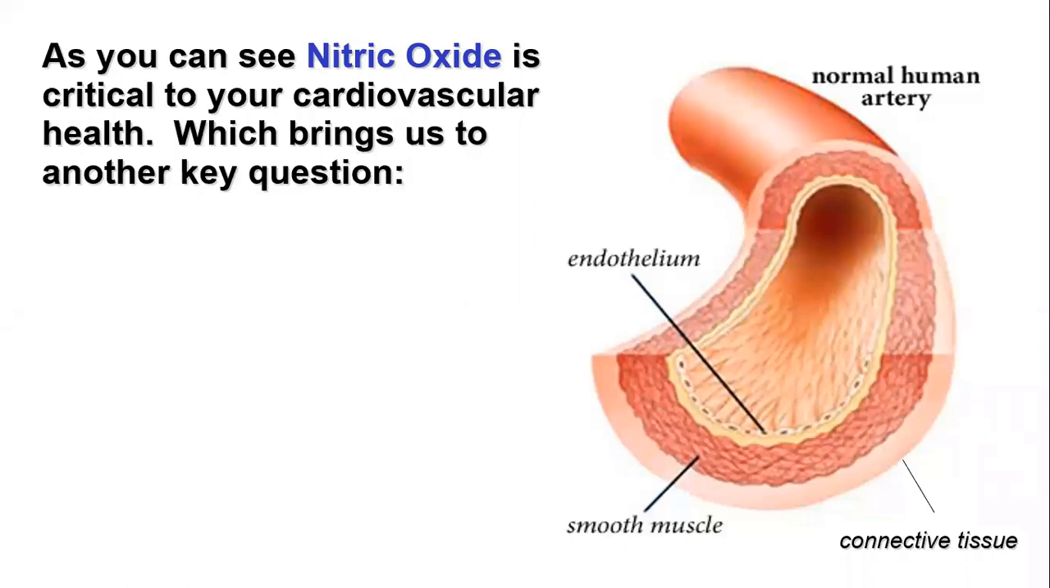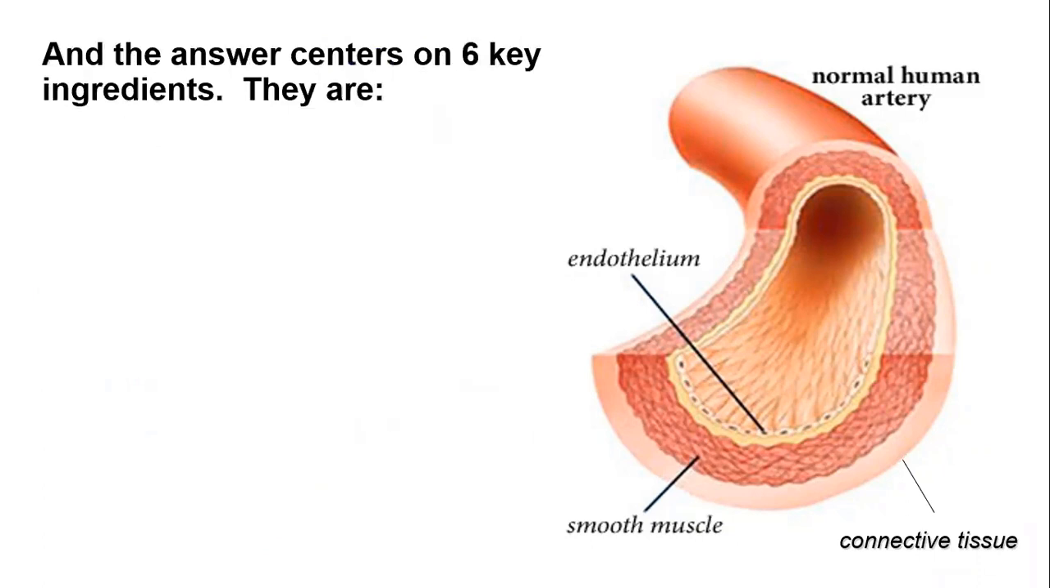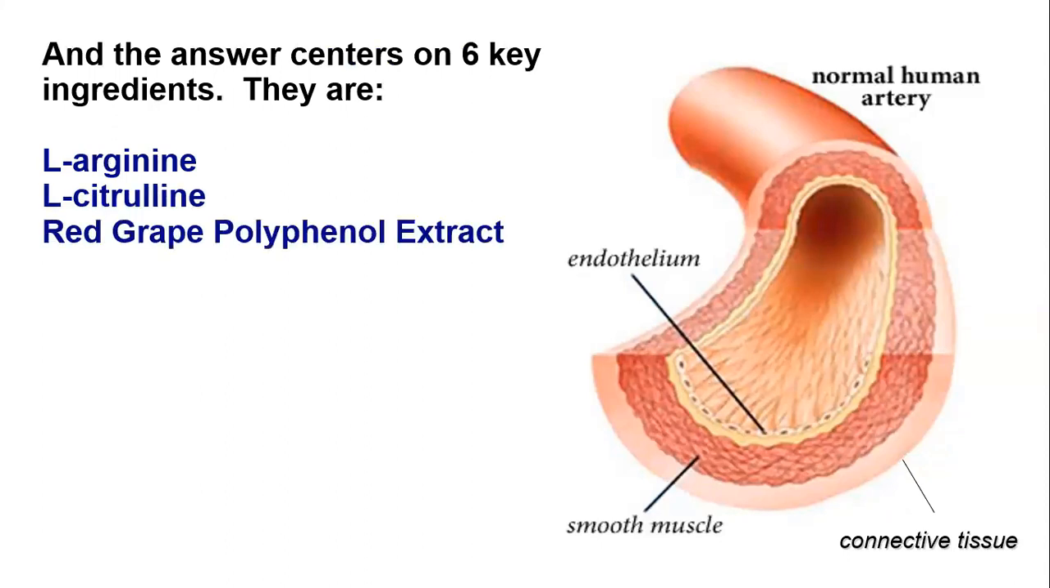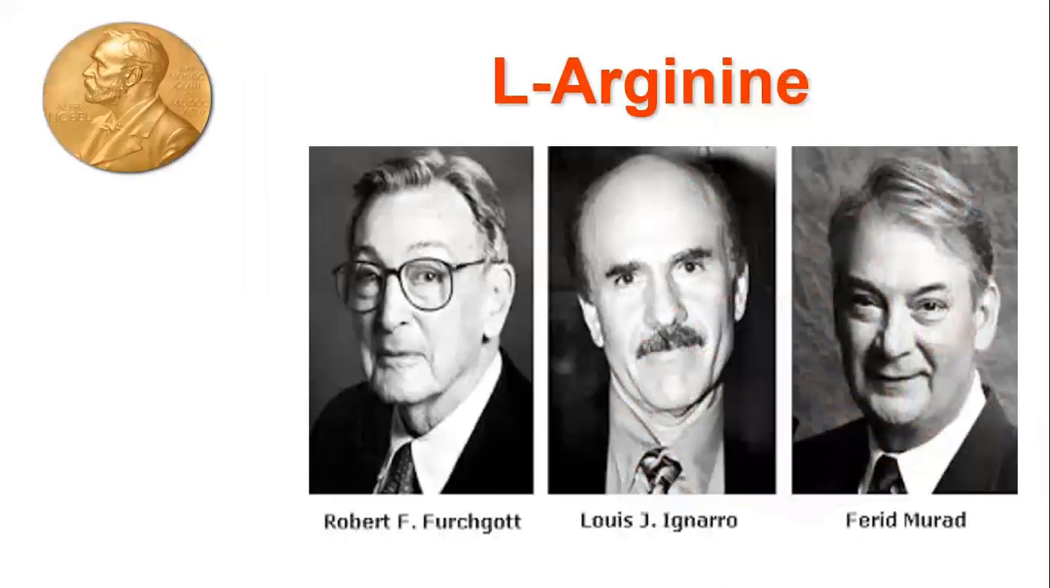As you can see, nitric oxide is critical to your cardiovascular health, which brings us to another key question. How do you optimize your endothelium's ability to create the needed nitric oxide? And the answer centers on 6 key ingredients. They are L-arginine, L-citrulline, red grape polyphenol extract, vitamin D3, vitamin K2, pomegranate fruit concentrate. L-arginine is always the first and most important ingredient.